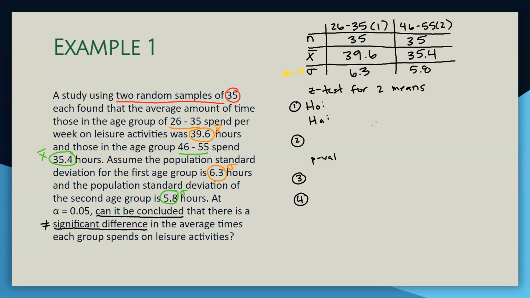So for our hypotheses, we're comparing group 1 and group 2, so mu1 and mu2. We know in that last sentence it said, can it be concluded that there is a significant difference? So our alternative is a not equal to, and that's the claim we're testing. And then by default, the null is an equal sign.